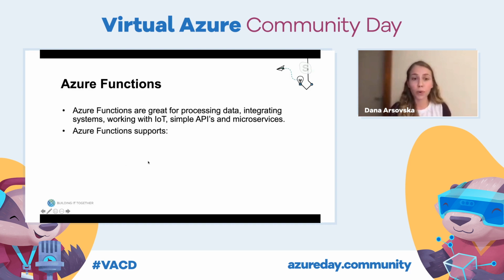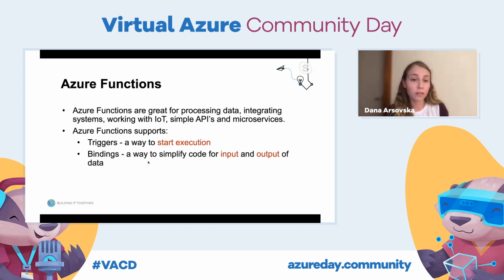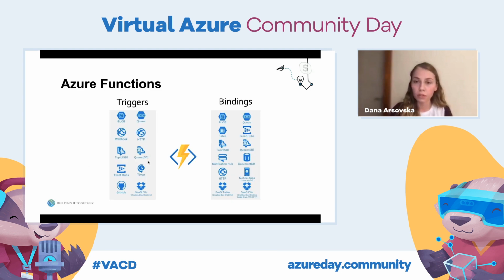So Azure Functions support, as I mentioned previously, triggers. That's the way that you start the execution. That's what tells your function that it needs to start running. And they also support bindings. In Azure Function terms, that's a way to simplify the input and the output of the data into the function. So now let's look shortly at the types of triggers and bindings Azure Functions support.